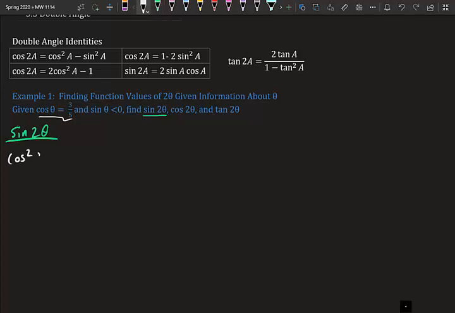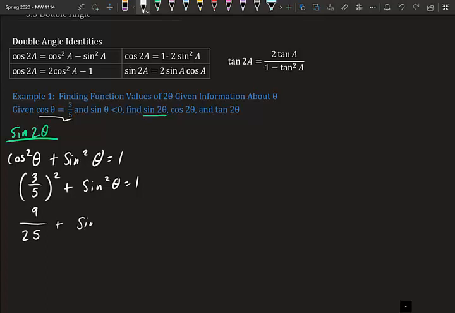cosine squared theta plus sine squared theta equals 1. Right, that's like the go-to identity. Most things come from this identity. Let's plug in what we have for cosine. We know cosine, it's 3 over 5. So we have 3 over 5 squared plus sine squared theta equals 1. We're going to square it. We get 9 over 25 plus sine squared theta equals 1.